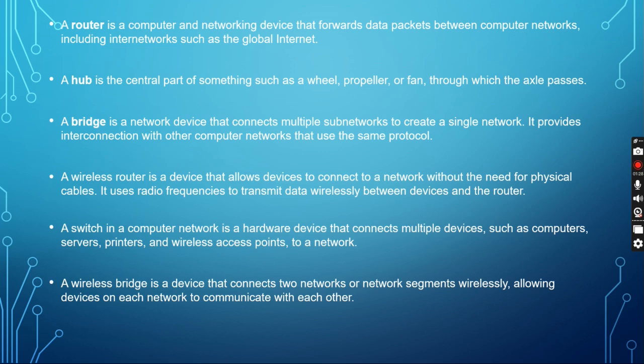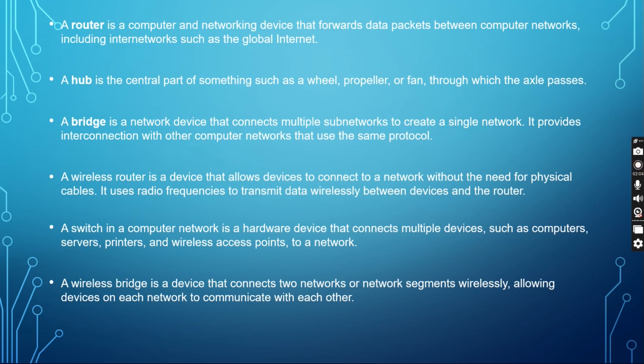Router. A router is a computer or networking device that forwards data packets between computer networks, including internetworks such as the global internet. A hub is the central part of something such as a wheel, propeller, or fan through which the axle passes. A bridge is a network device that connects multiple subnetworks to create a single network.